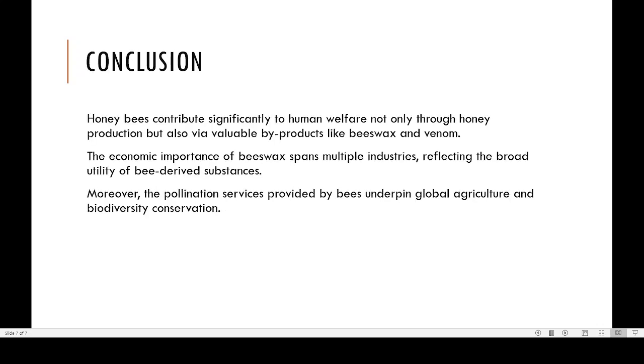Finally we come to the last part, that is the conclusion. Honeybees contribute significantly to human welfare, not only through honey production but also through valuable byproducts. Honey, for thousands of years, even from the time of saints, you can see the importance of honey. Even today people take honey, because taking one spoon of honey every day is actually good.